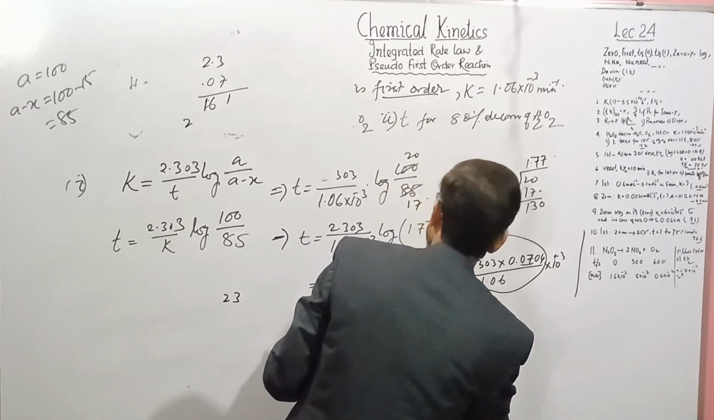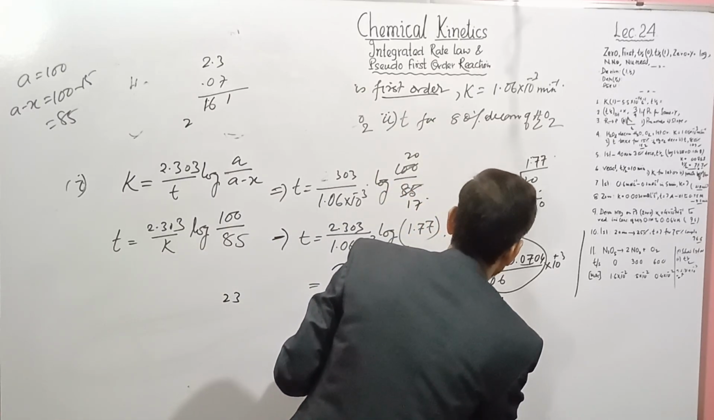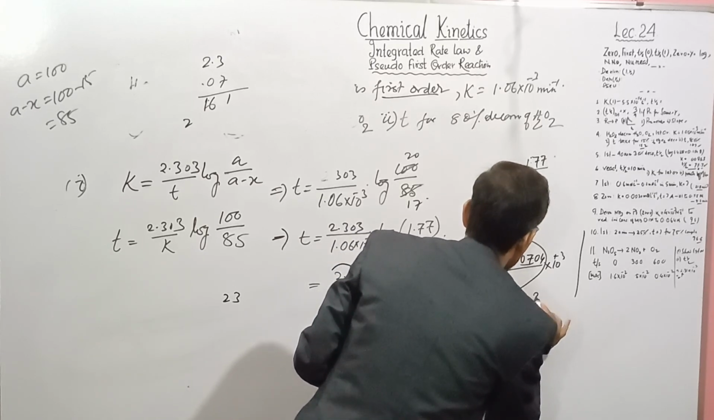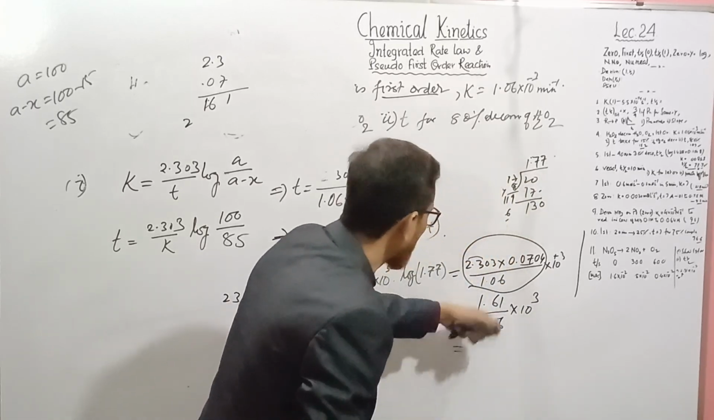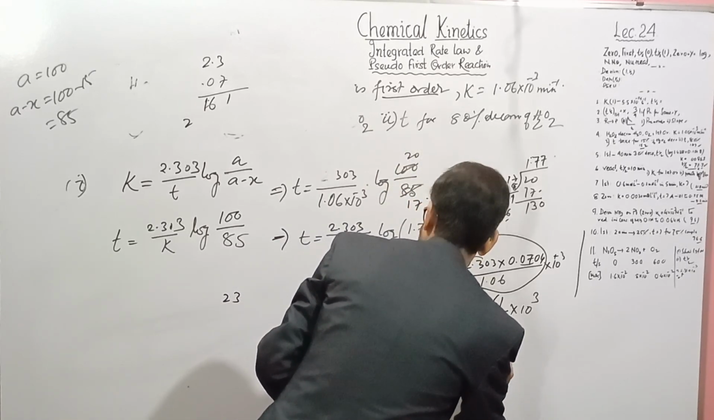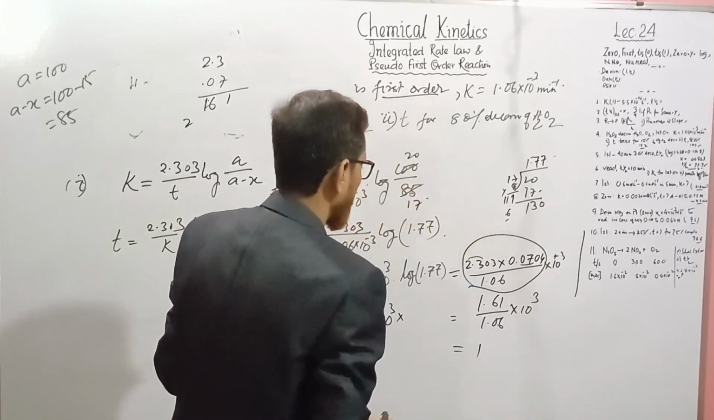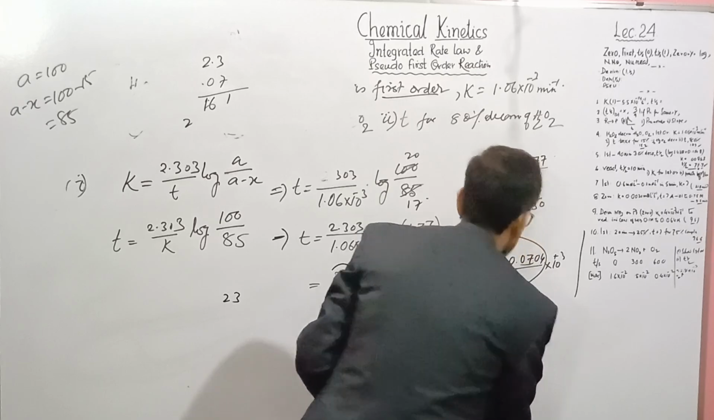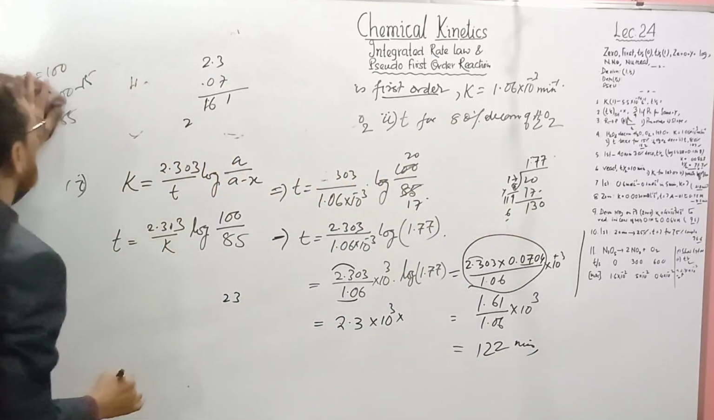This is 1.61, 1.06 into 10 to the power 3, and if you just divide, you will find the value 122 minutes. So the first one is over.